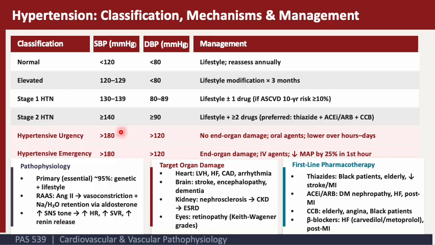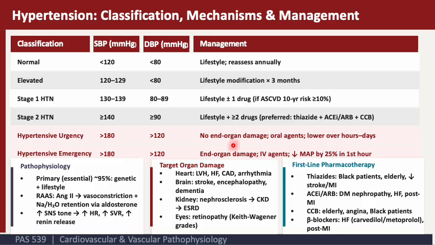Now, if you have a patient that shows up and their blood pressure is greater than 180 for systolic and greater than 120 for diastolic, but they don't have any end organ damage, you can place them on oral agents and lower over hours to days. This is known as a hypertensive urgency. No end organ damage, meaning you can't see where the blood pressure is starting to affect any other organ.